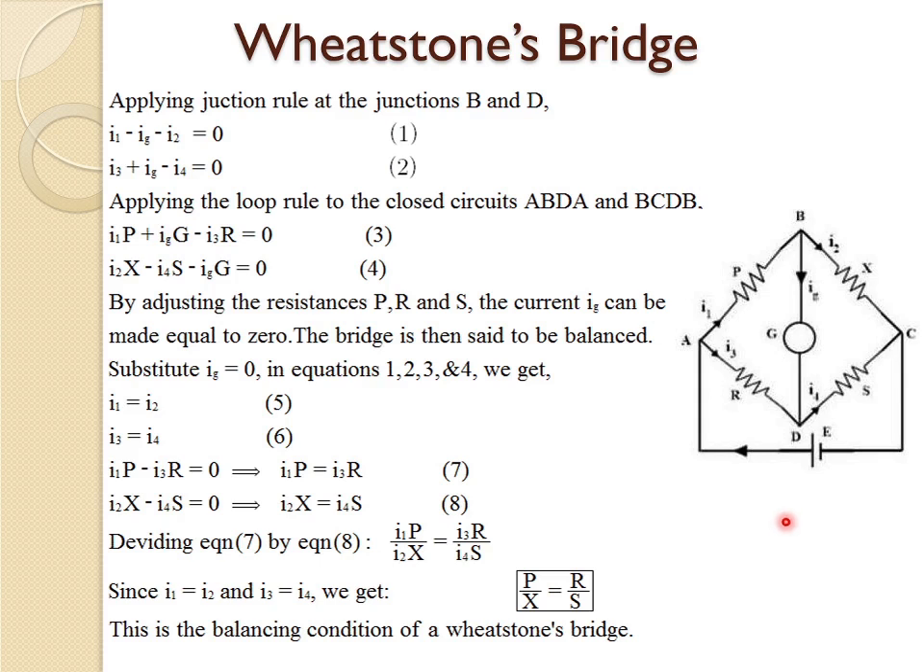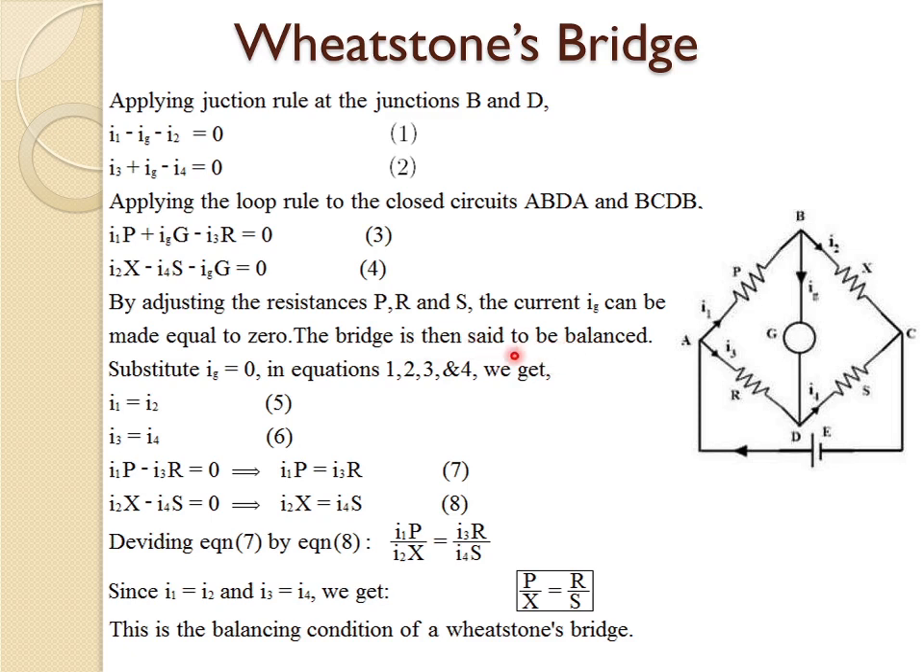Now we are going to adjust the values of resistance in the resistance boxes. Either one or more of the resistances in the boxes can be adjusted until the galvanometer shows no deflection. That means we are making the value of Ig 0. Okay. Then what happened to the equations 1, 2, 3 and 4? Here we are making the Ig 0, that is, the current through the galvanometer is made equal to 0. In this condition, we say that the bridge is balanced. The bridge is balanced. Okay.